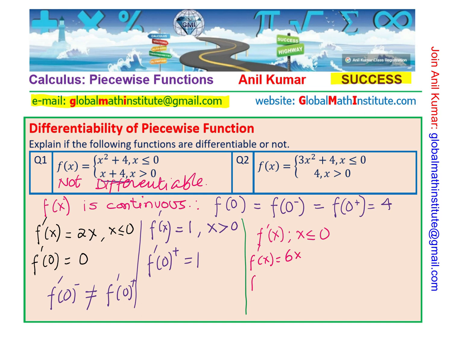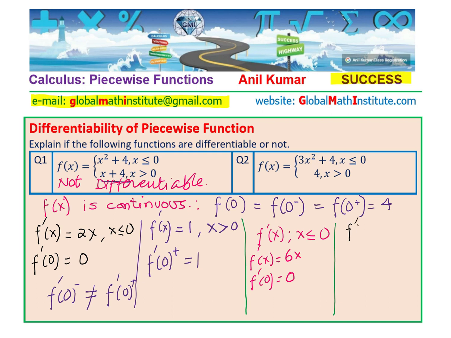Now this derivative at 0 is what? If I substitute 0 here, I get 0 only. Perfect. So from the left side, the derivative is 0 for 3x square plus 4. Now let's check it from the right side. From the right side, the derivative of the function is equal to the derivative of 4, which is also 0.